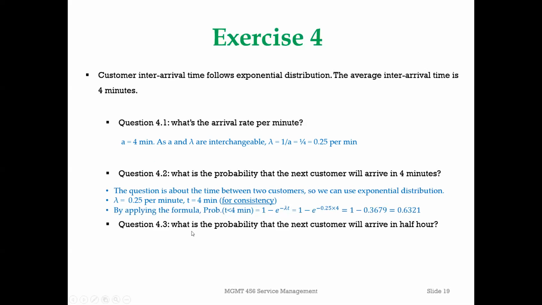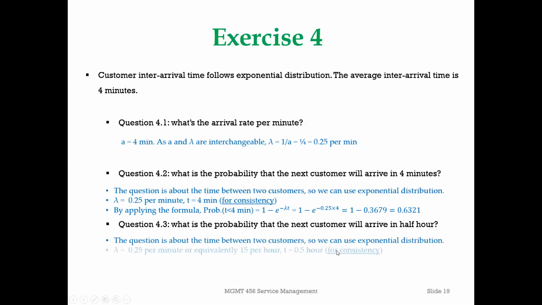Question 4.3: what is the probability that the next customer will arrive in half an hour? In other words, how likely is it that the inter-arrival time between this customer and the next customer will be less than half an hour? This sounds like the right case to use the exponential distribution. The question is about the time between two customers, so we can use the exponential distribution.